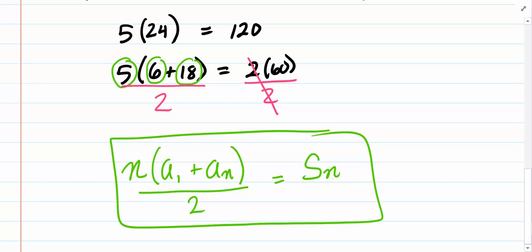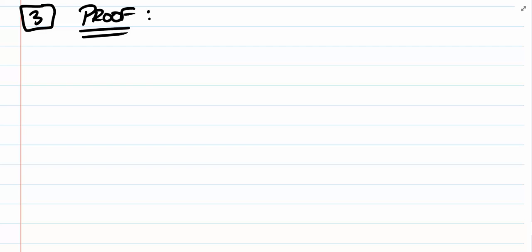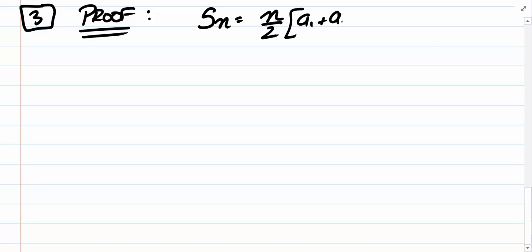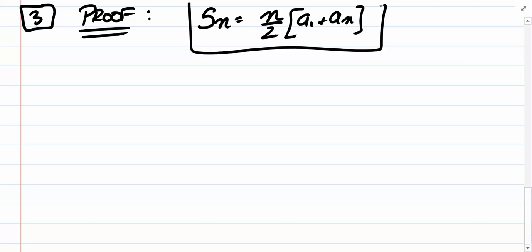The sum of the first n terms. So here's the actual proof that it is true that the sum of the first n terms is equal to n over 2, the first term plus the last term. So I'm going to introduce this to you. Remember, this is our goal right here. Okay? That's our goal. All right, so here we go.